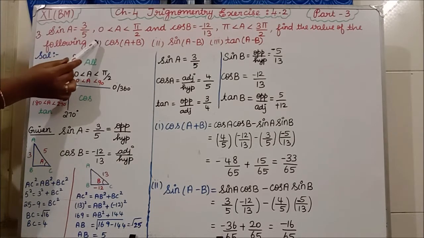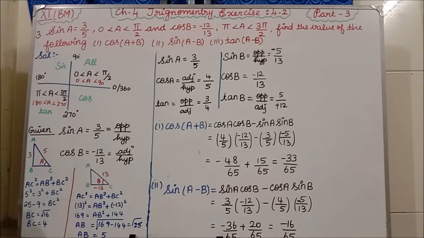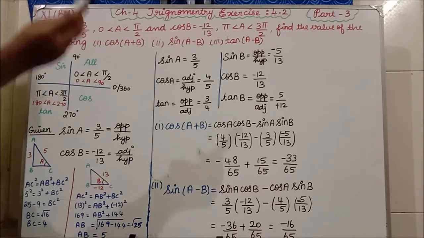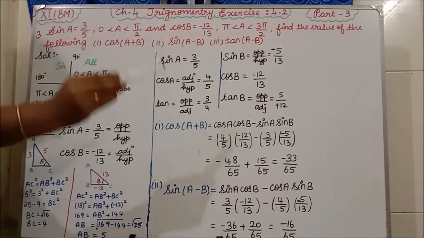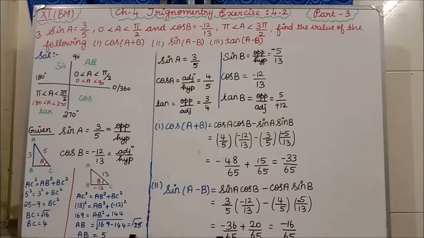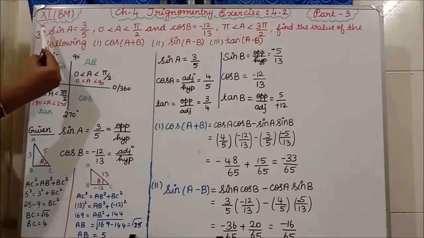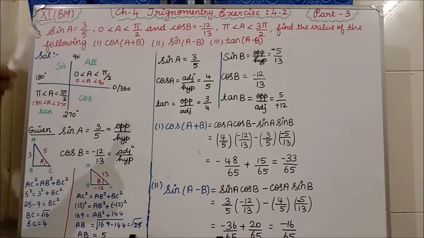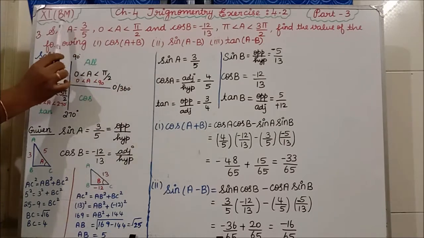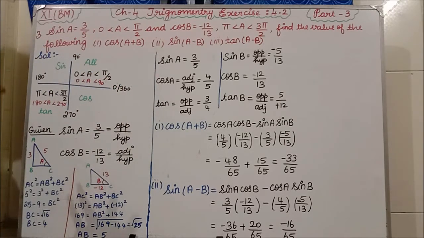See the first subdivision, cos A plus B, that we have to find. What is the formula for cos A plus B? I have written: cos A plus B means cos A into cos B minus sin A into sin B. That is the formula. Now see the question. Do you have the value for everything? For cos A, do you have the value in the question? No. For cos B, yes, we have. For sin A we have the value. For sin B we do not have the value.